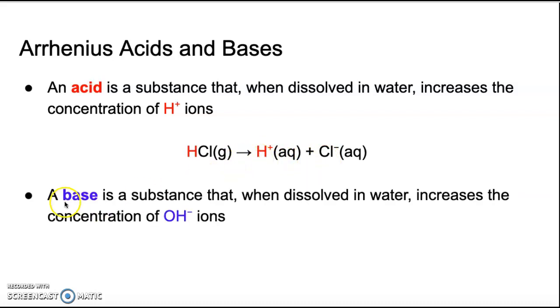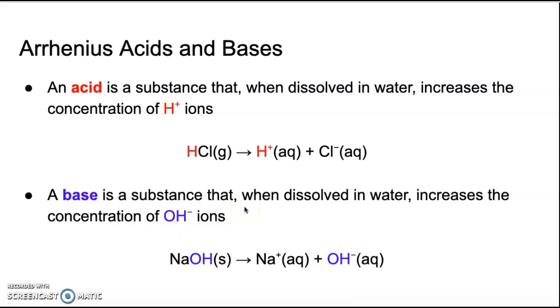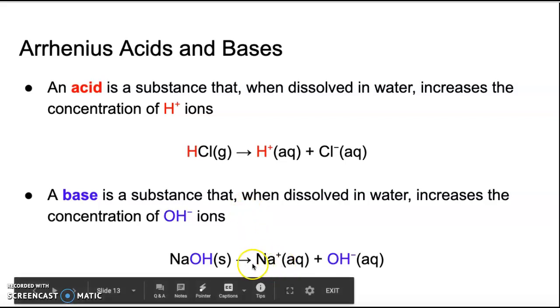By this definition, a base is a substance that is going to increase the concentration of hydroxide ions in solution. So for example, sodium hydroxide. So sodium hydroxide in water will dissociate into sodium ions plus hydroxide ions.